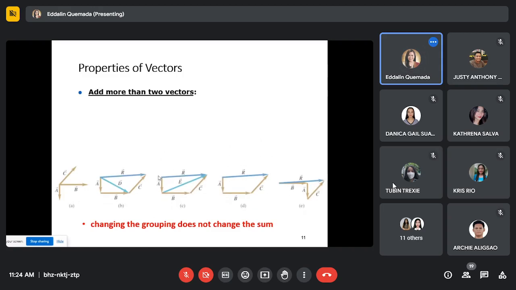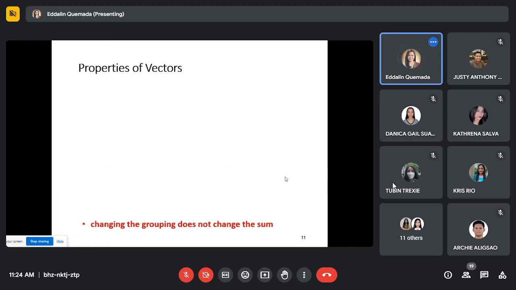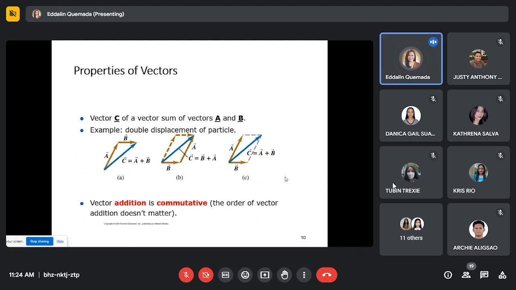Okay. So we have here, class, another property of vector addition. So take note of the previous scenario as well. This is different from the first example, because the first example shows the commutative property of vector addition. So the order of vector addition doesn't matter at all to a given resultant or vector sum.